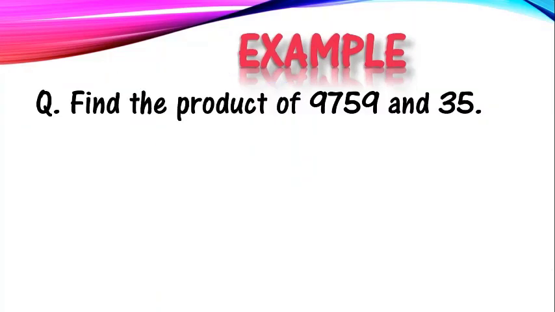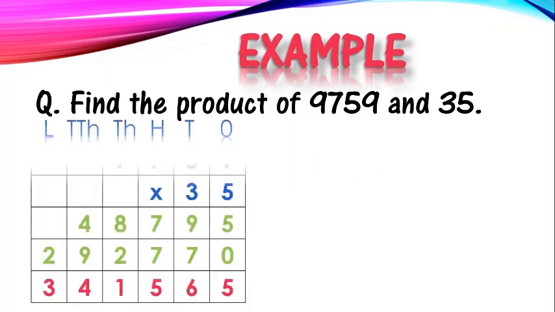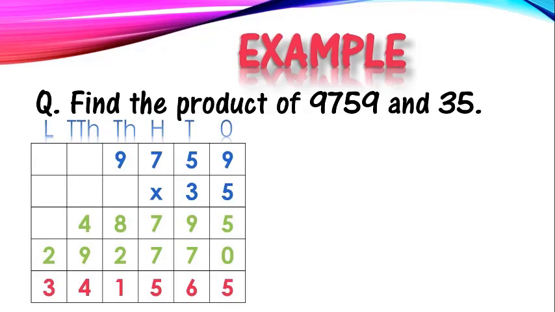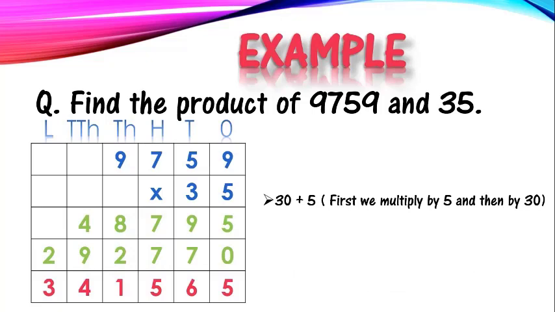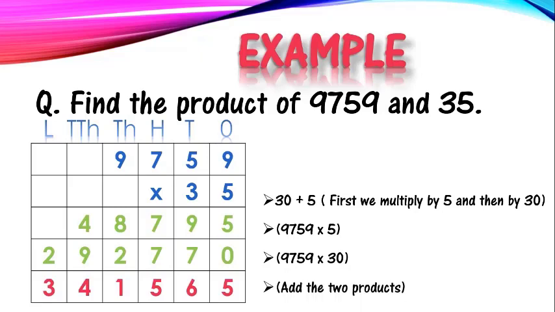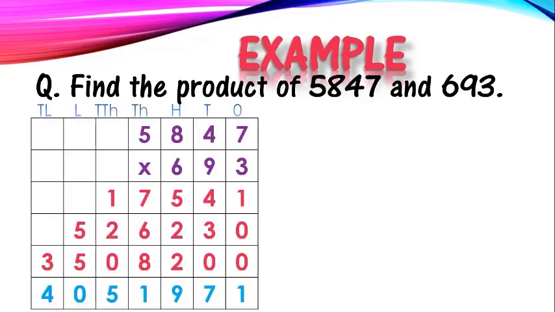Let's try to solve some more questions to understand multiplication. Find the product of 9759 and 35. First, we write both of the numbers one above the other under the place value chart. We try to write the smaller number below the larger one to make the multiplication easier.